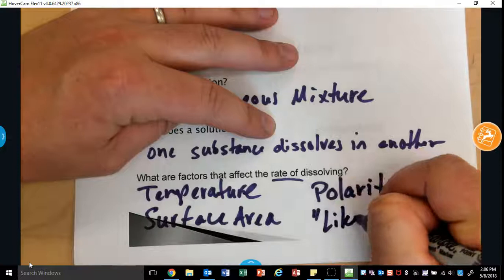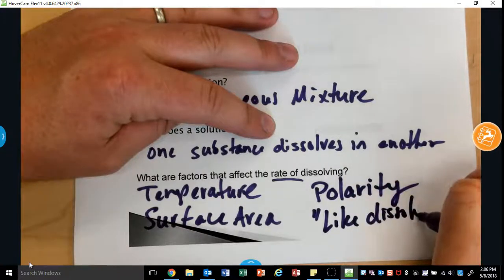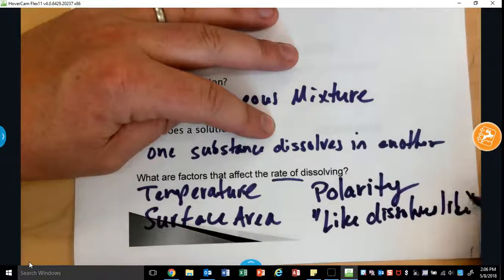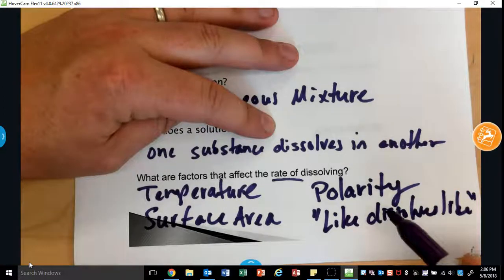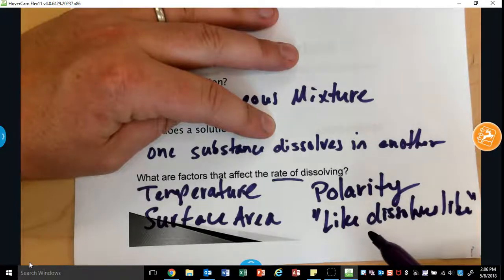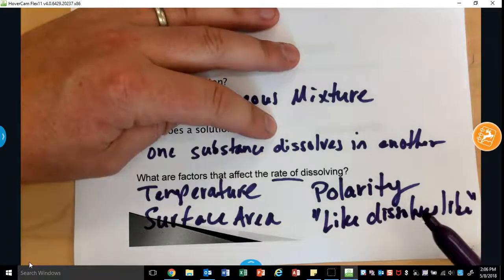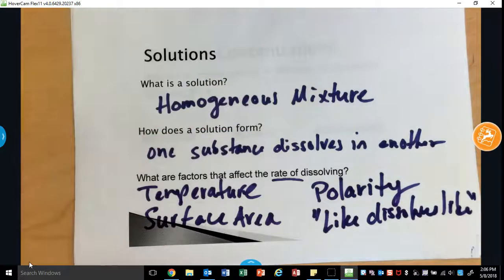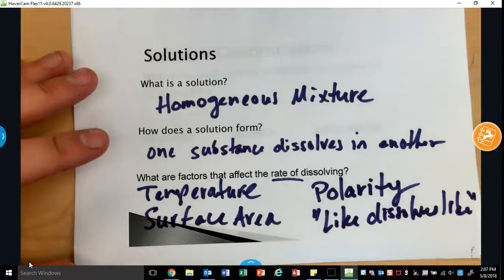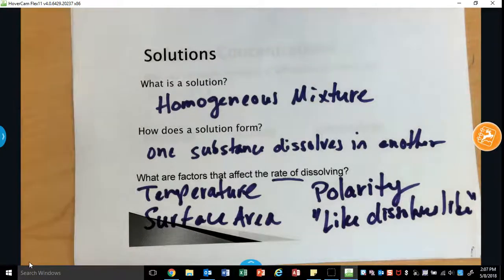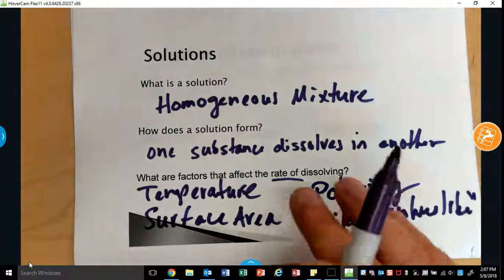Now remember the rule, like dissolves like. And what we mean by like dissolves like is that polar substances will only dissolve in other polar substances, and nonpolar substances will only dissolve in other nonpolar substances. And that's the reason why, for instance, oil and water don't mix in Italian dressing. Because oil is nonpolar and water is polar. Because they have different polarities, the two things will not mix together.